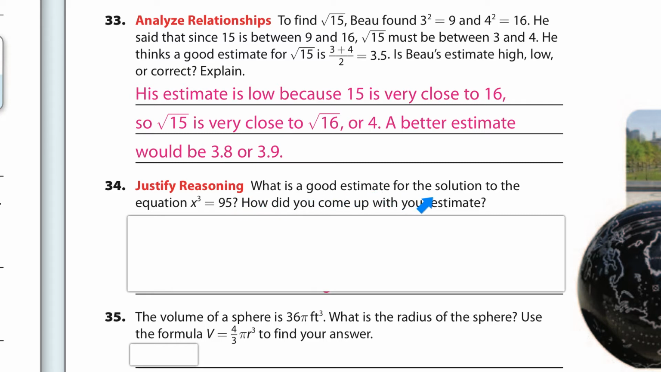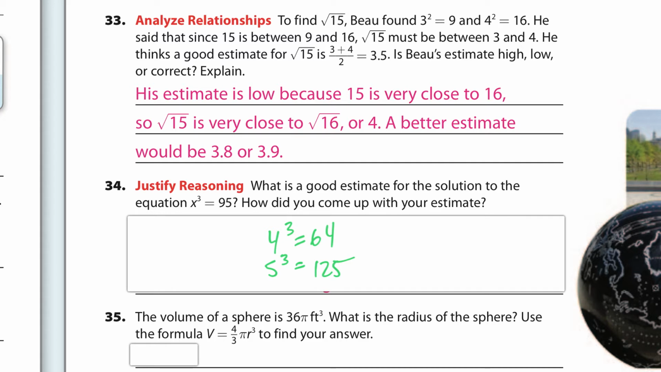Next, what is a good estimate for the solution to the equation x cubed equals 95? How did you come up with your estimate? Some number cubed is 95. Well, if I did 4 cubed, I'll write here, 4 cubed is equal to 64. I happen to remember that. 4 times 4 is 16 times 4 is 64. And 5 cubed is 125, which is 5 times 5, which is 25. And 25 times 5 is 125.